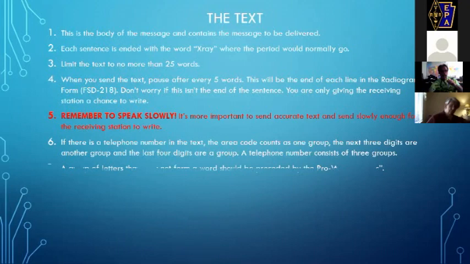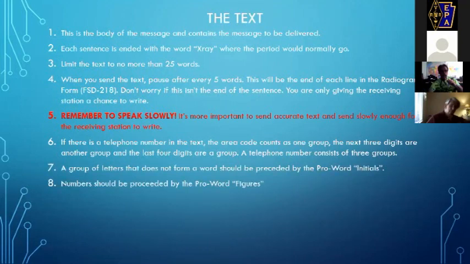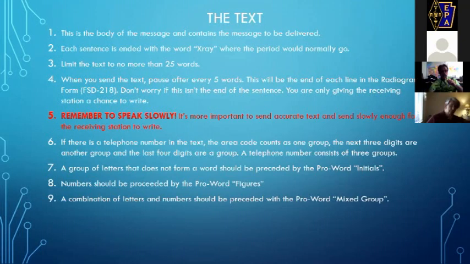If you have an abbreviated name of a state, it might be initials Papa Alpha. Always use the ITU phonetics for the abbreviated word. Numbers should be preceded by the pro word figures. A combination of letters and numbers should be preceded with the pro word mixed group.